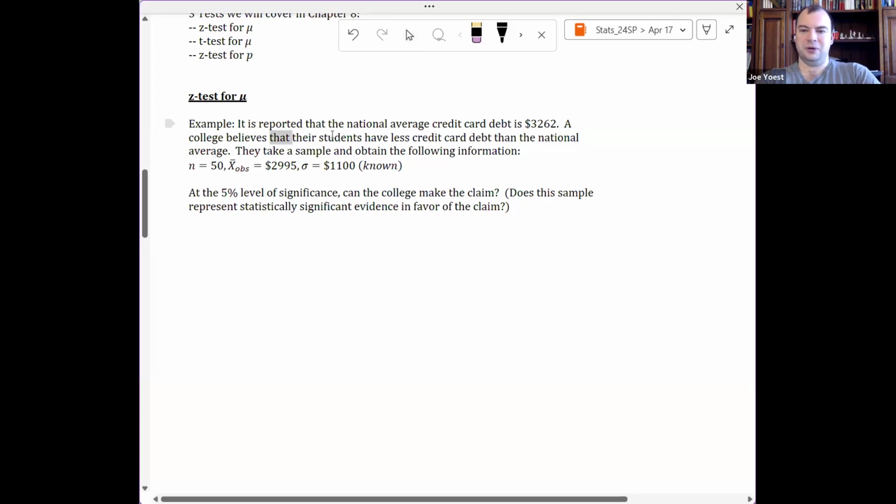And again, we want to make this claim. We want to do our due diligence and make sure that we have statistical support for it. We have our sample size of 50. We're assuming that we know that sigma is 1100. And our question is, at the 5% level of significance, can the college make the claim?